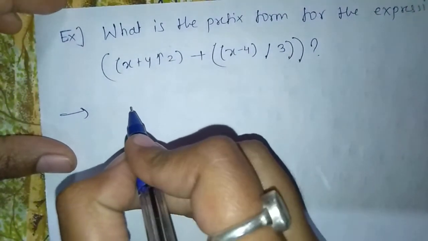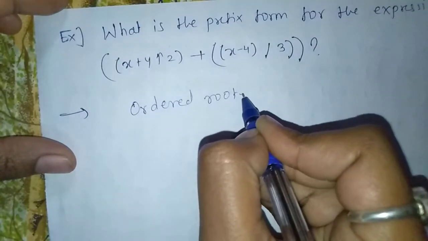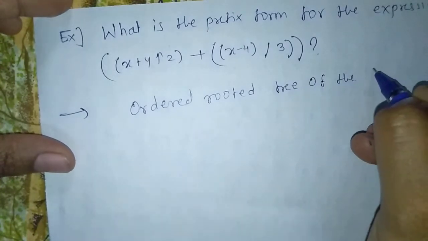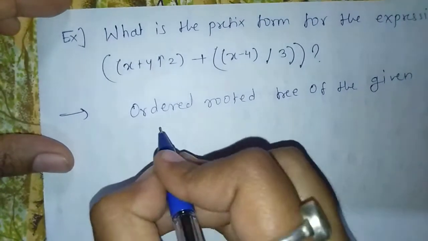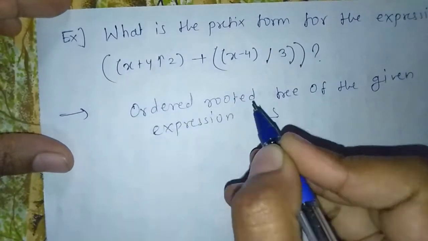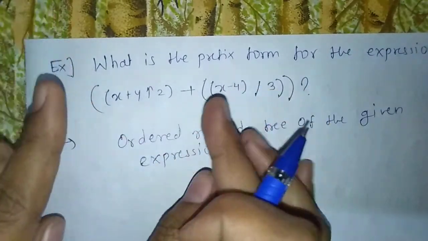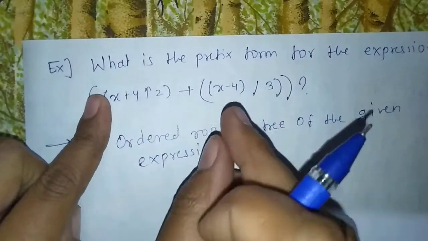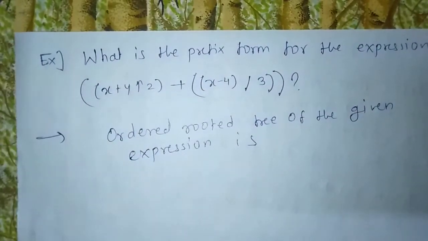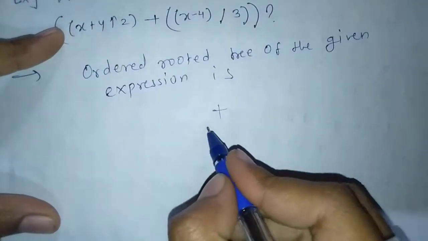So the ordered rooted tree of the given expression is, now you can see that this is the expression, this is one term, this is another term, and these two terms have a relation which is nothing but addition. So first take addition as a root.